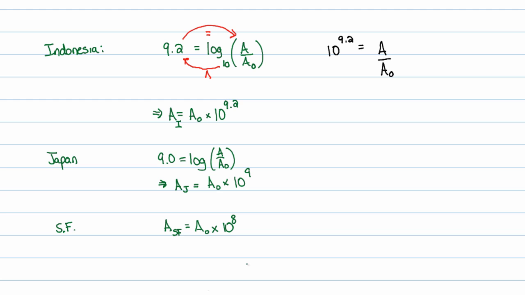And now let's go ahead and find out how many times more powerful was the Indonesian quake versus the Japan quake. To do that, you take the ratio of the power output, or the amplitude, of the Indonesian quake to the amplitude of the Japan quake. That'll be A naught times 10 to the 9.2 over A naught times 10 to the 9th. And you'll see the A naughts cancel, so they never really mattered in our problem. You subtract exponents, and you'll get 10 to the 0.2.